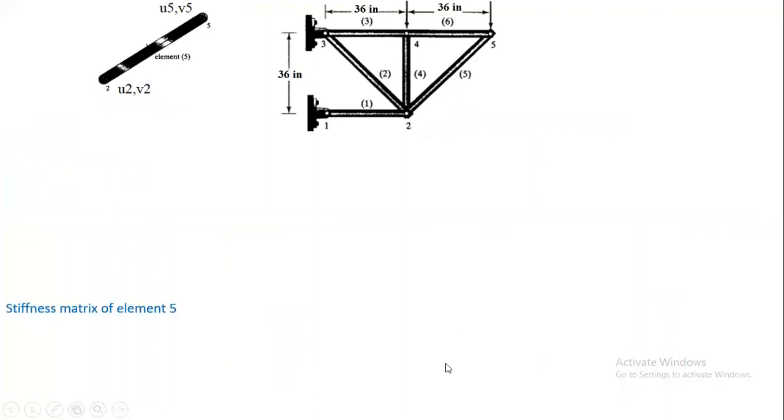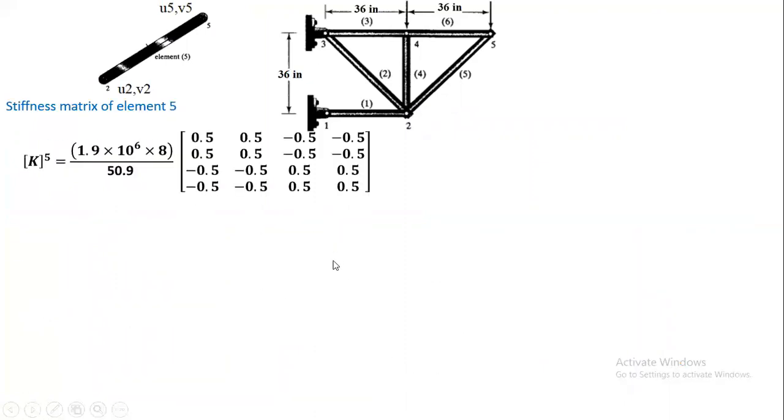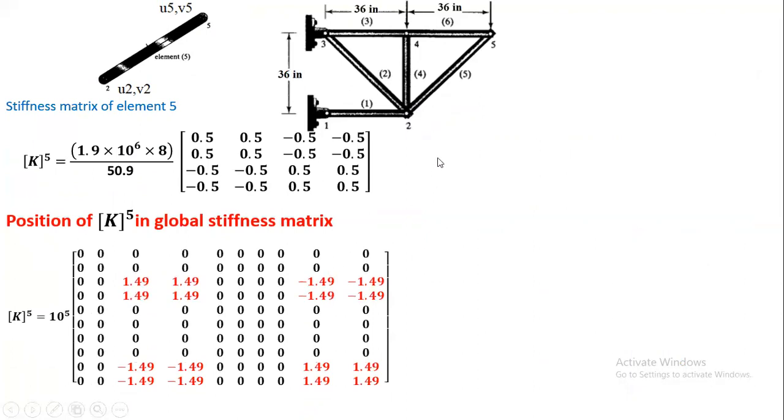Next, k5. This is the stiffness matrix for k5. You see here 2 and 4, and now you will get a clear idea. Here u1 v1 u2, this term is corresponding to u2. This is u2 and v2. Here it is v2, and this one is also v2.